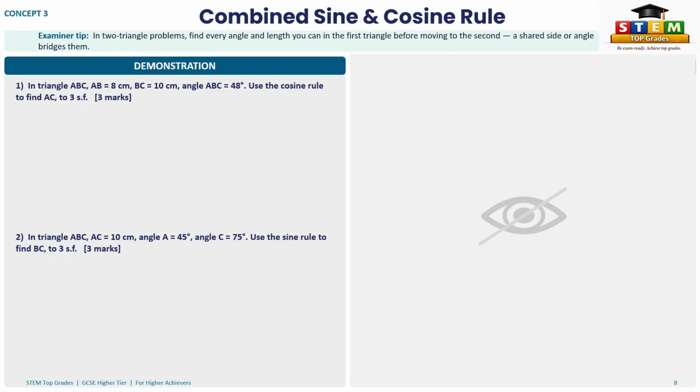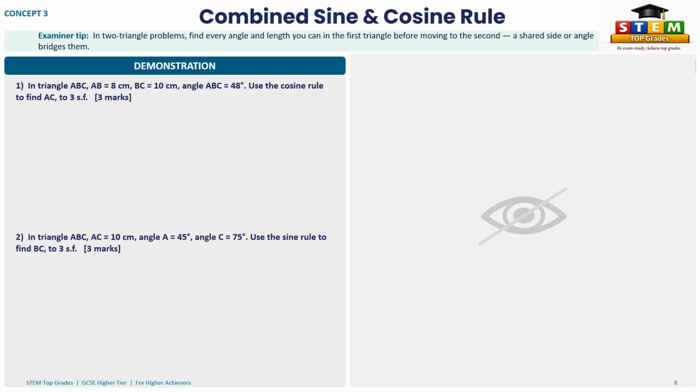Concept number 3, combine sine and cosine rule. Here's your examiner tip. In two triangle problems, find every angle and length you can in the first triangle before you move on to the second triangle. A shared side or angle bridges them. Okay then, so let's look at concept 3, where you have to draw two triangles.